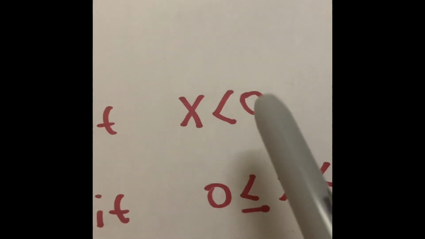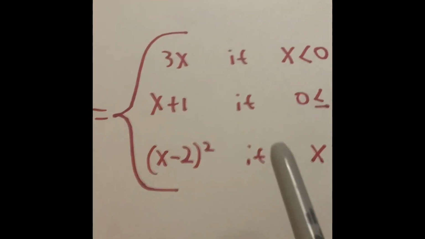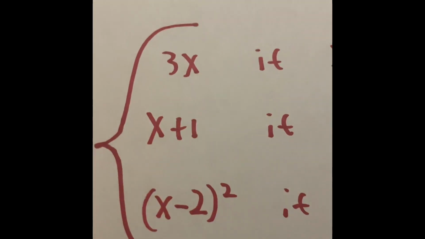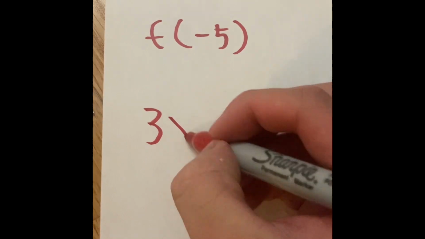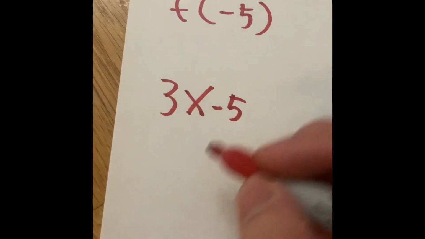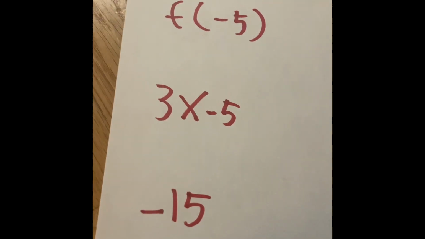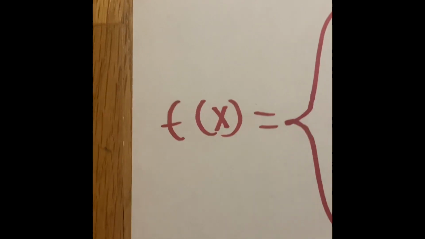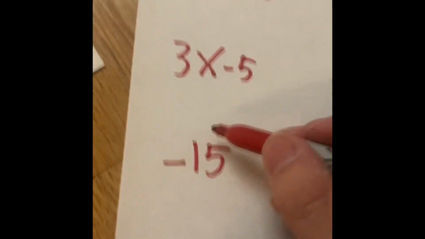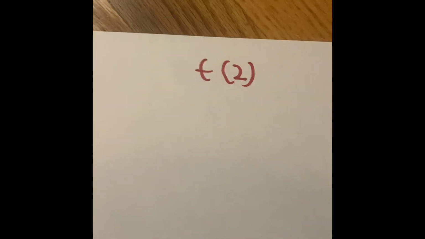Yeah! So if that is true, it means the other ones are not true. Meaning, we have to put -5 into 3x. So we have 3 multiplied by -5, which is -15. So after putting -5 into the function, that tells you that -15 is your answer for this case. How about for f of 2?